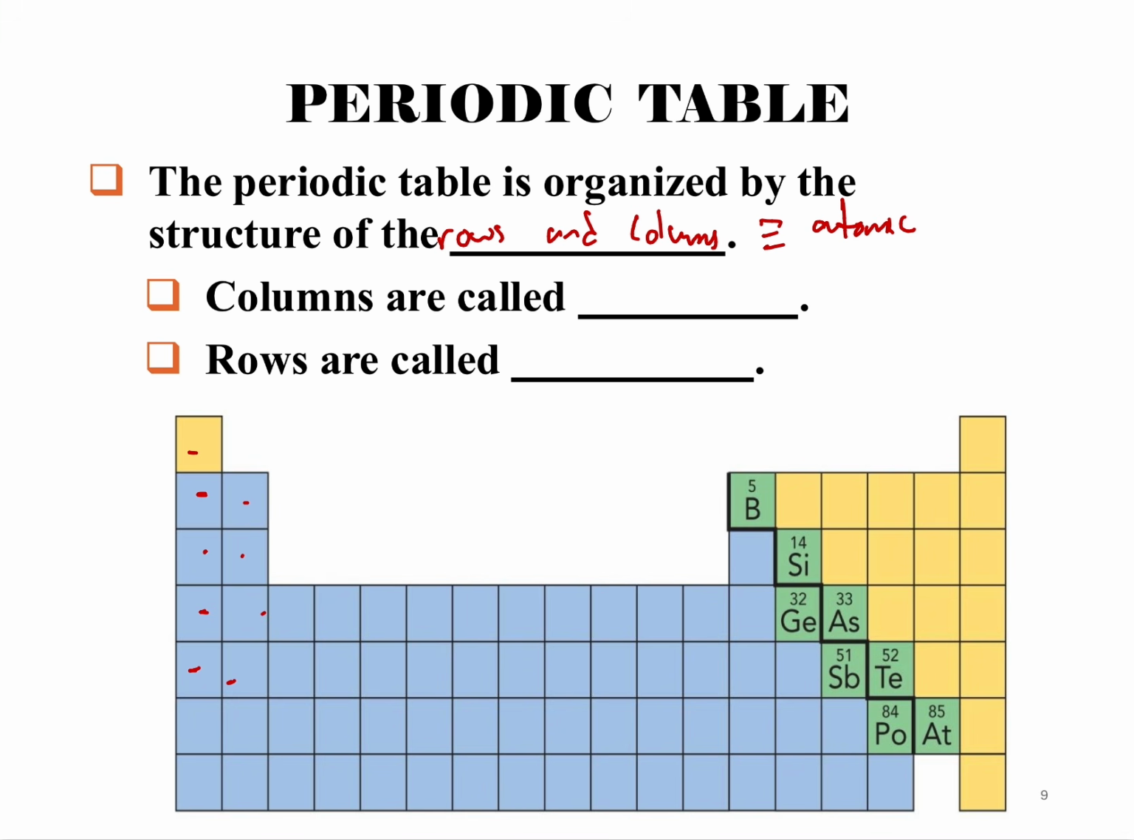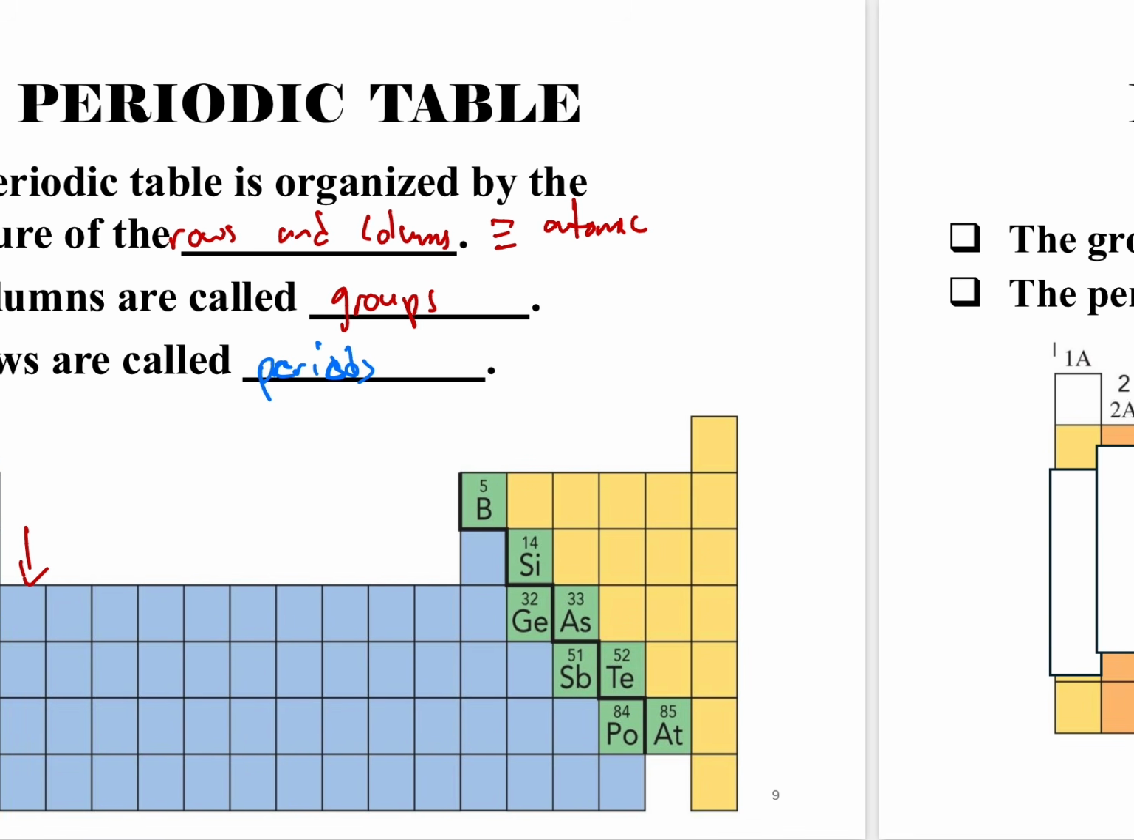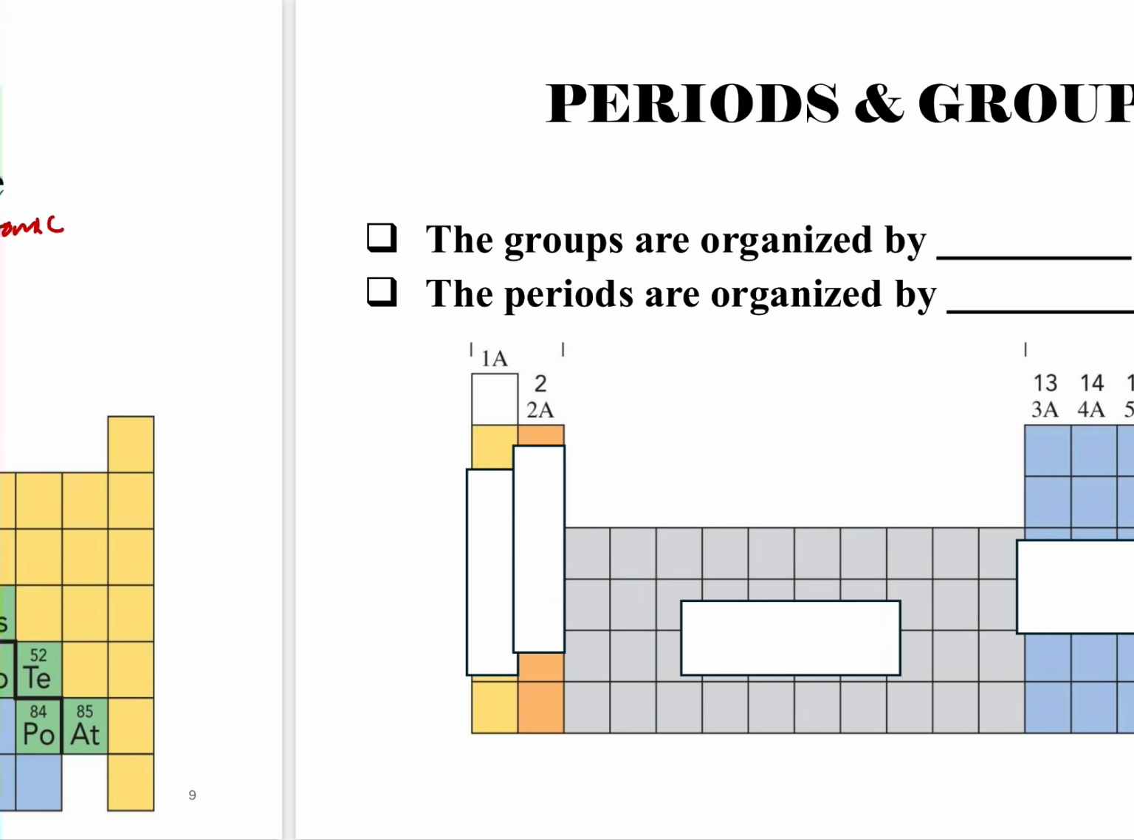And so the columns, these are called the groups on the periodic table, right? So these are the groups. And then the rows, right? So these are the rows. These are called the periods on the periodic table, right? So that's where the name comes from, periodic. And so that's how we define the two rows and columns.